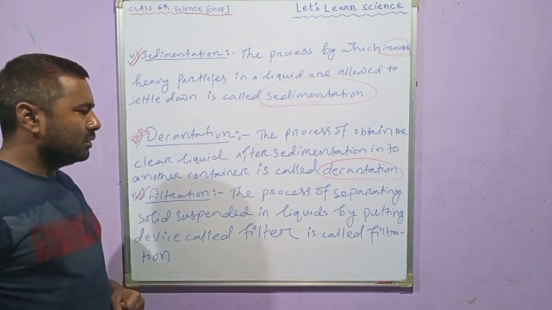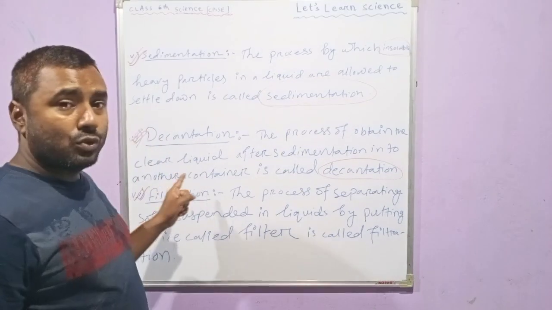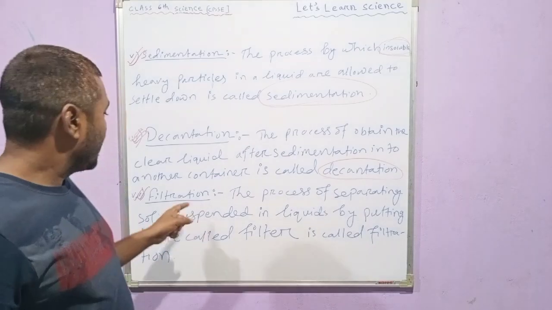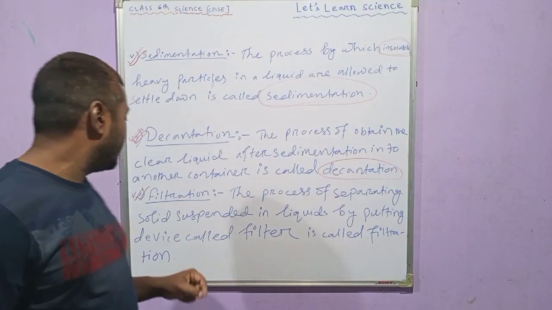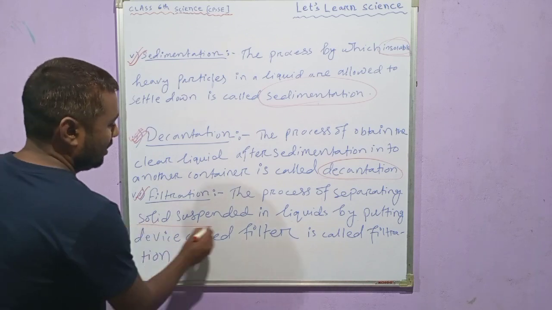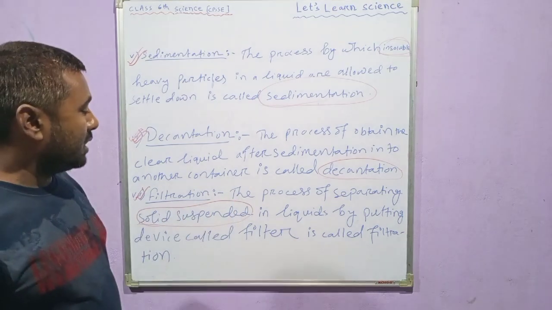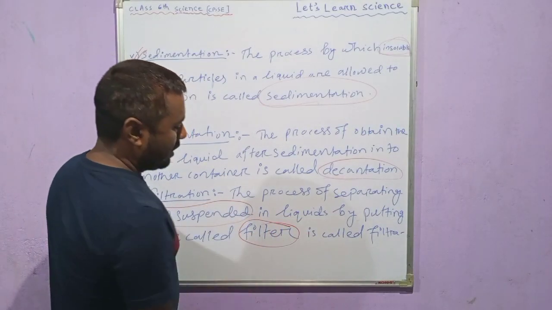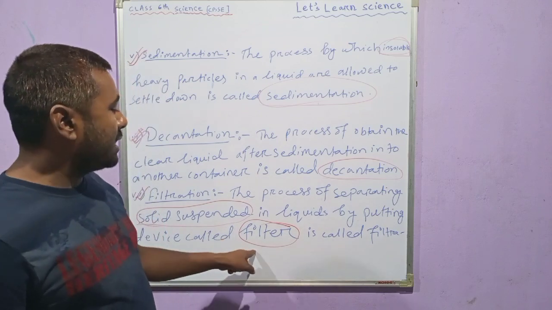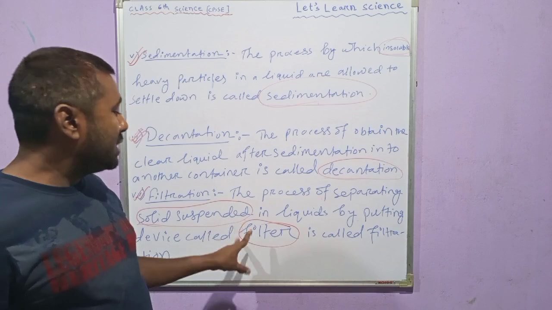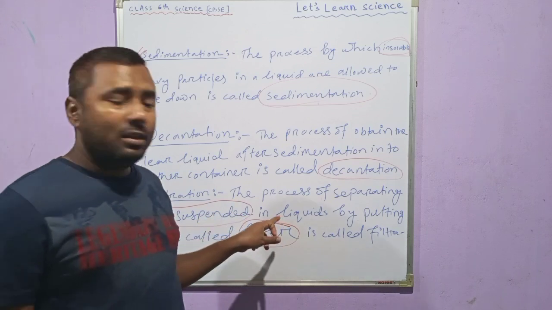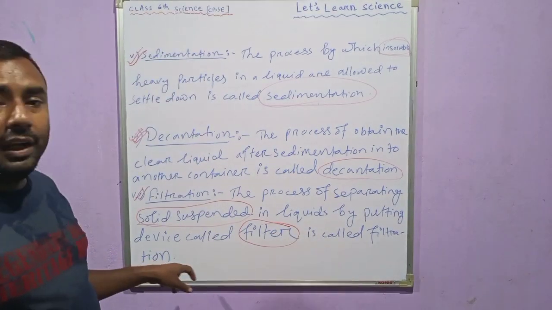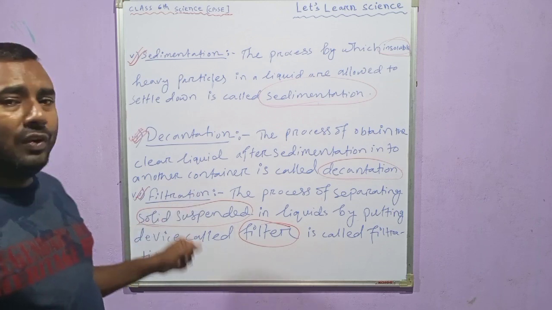Next let's see filtration. All these methods, as I told you, are used while separating the components of a mixture when the nature of the mixture is solid and liquid. Filtration is the process of separating solid suspended particles of a mixture in a liquid by using a device called a filter. When the solid suspended particles get separated using the filter, we call this method filtration.